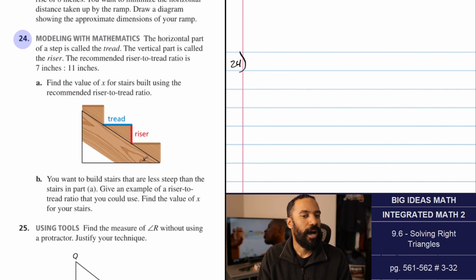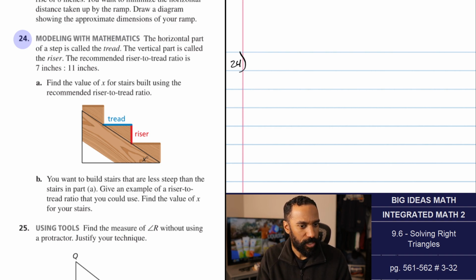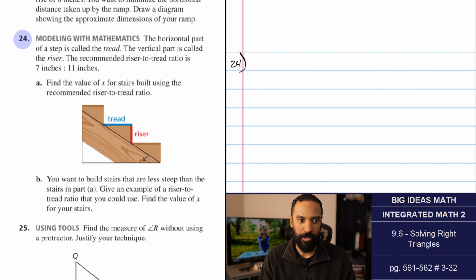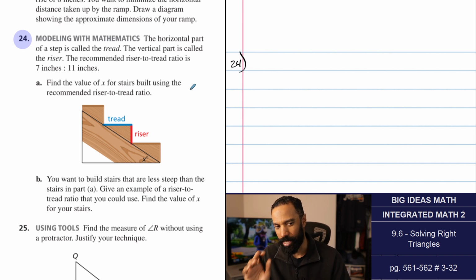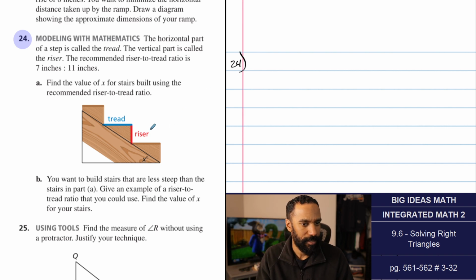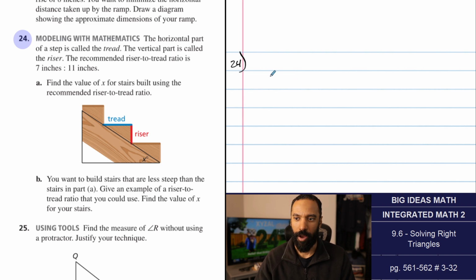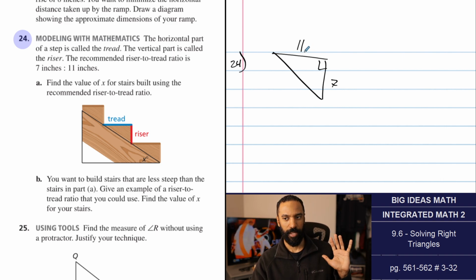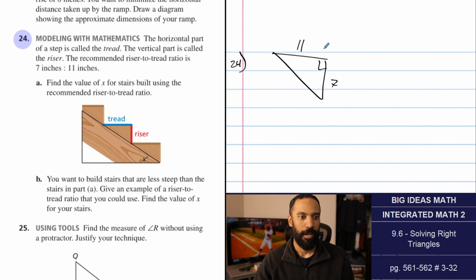The horizontal part of a step is called the tread. So there's a diagram for us. The vertical part is called the riser. The recommended riser to tread ratio is 7 inches to 11 inches. I like these kinds of things because they're like, is that real? I guess maybe, yeah. So, tread, riser, recommended 7 to 11. And I'm guessing it's better to make that bigger than that in general. But 7 to 11 inches. Okay.